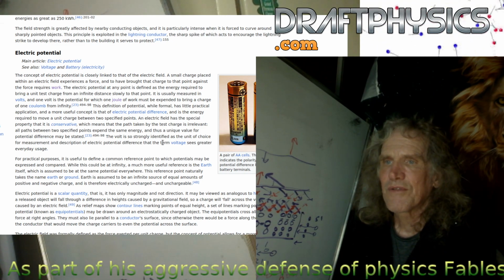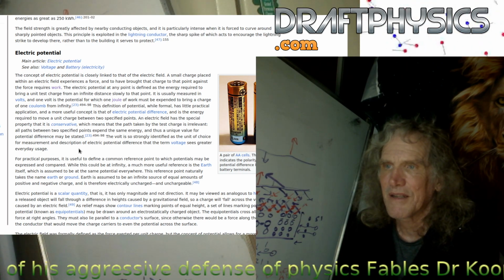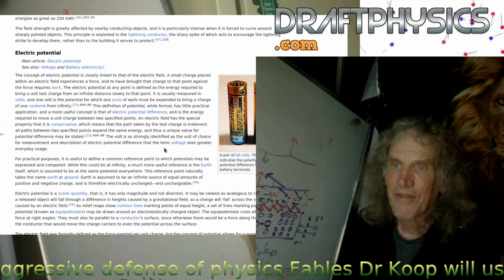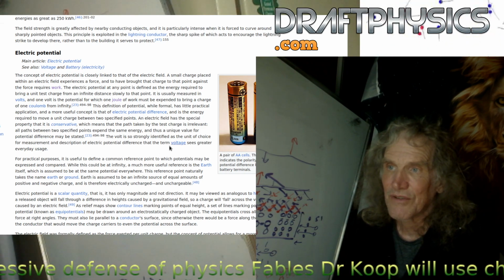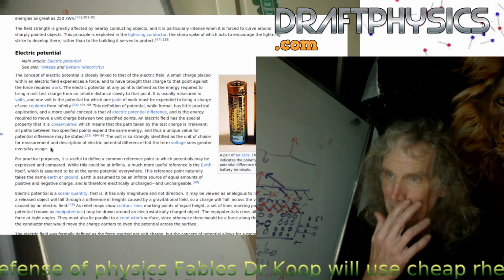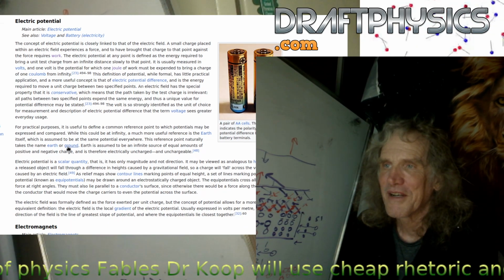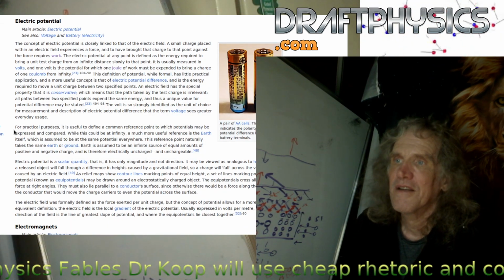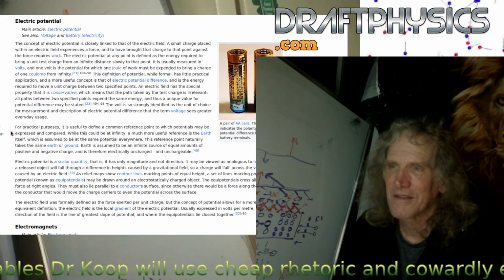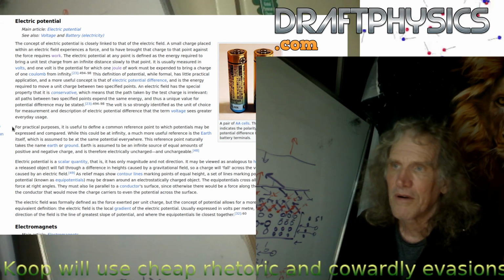"The volt is also strongly identified as a unit of choice for measurement and description of electric potential differences, that the term voltage sees greater everyday usage." Well, I don't know what other term they used, so they didn't give me the other alternative term. I wonder what it is. Sparkiness? Sparkiness. Yeah, okay. So you could have said sparkiness, and it's the same as voltage. But nobody uses that anymore.